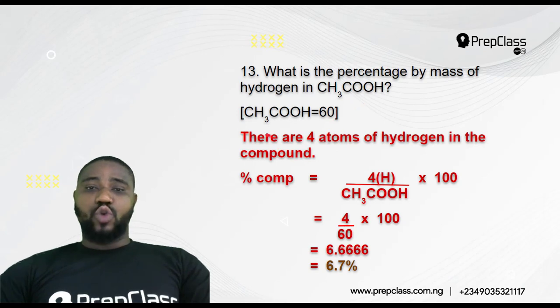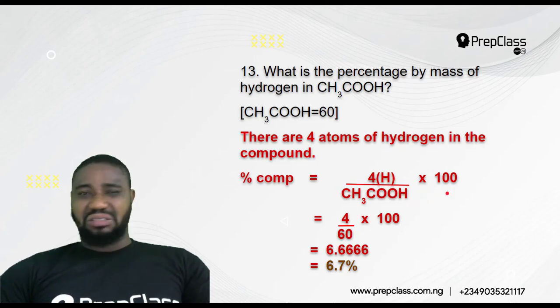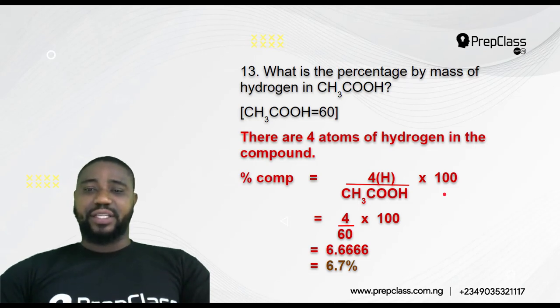Now, if you look at CH3COOH, you see that there are 4 atoms of hydrogen. This hydrogen here is 3 atoms plus 1 here, that is 4, giving you 4 atoms of hydrogen in this compound. So percentage composition becomes the molar mass of those 4 hydrogen atoms divided by the molar mass of the whole compound times 100/1. Very simple. That is a very simple way of getting percentage composition.